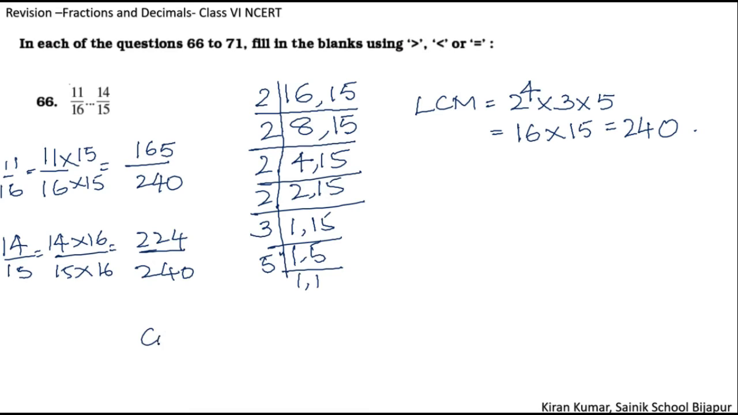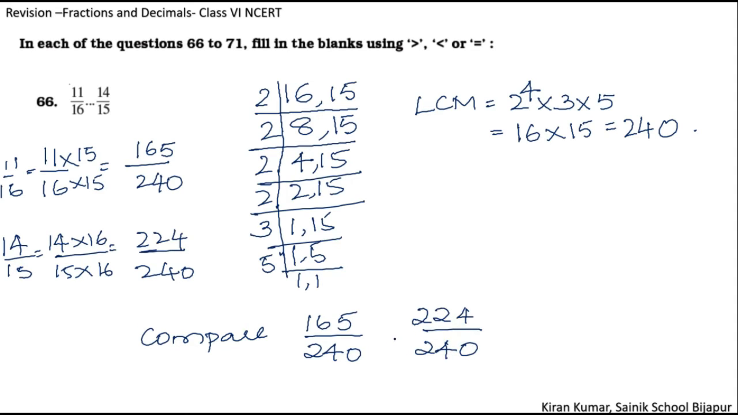Now you compare 165 by 240 and 224 by 240. When the denominators are the same, we look into the numerator, and this particular number is larger. This means that our 11 by 16 is smaller than 14 by 15. So the symbol which must be used here is less than.